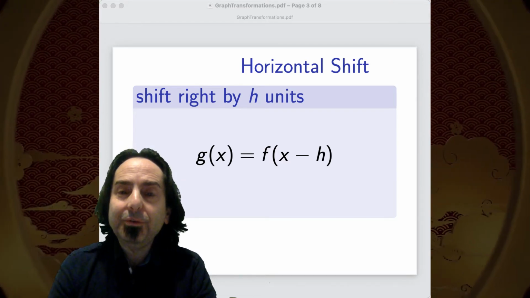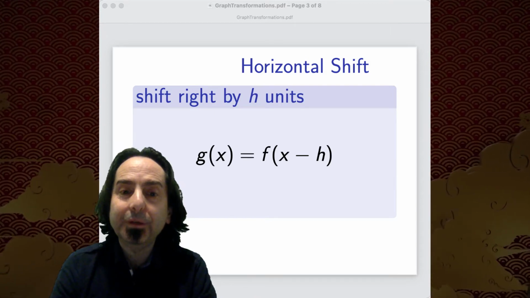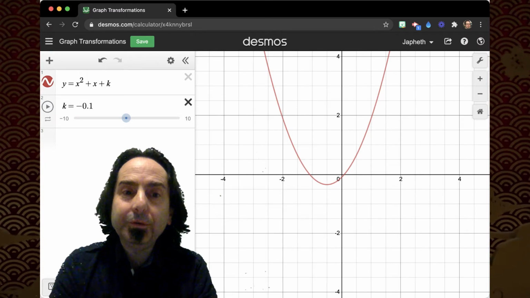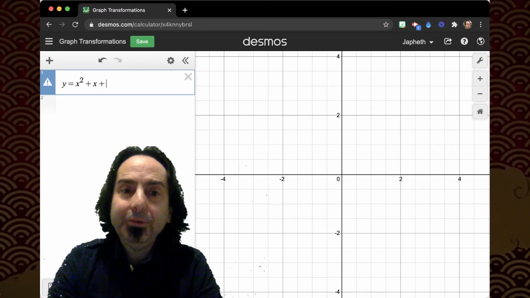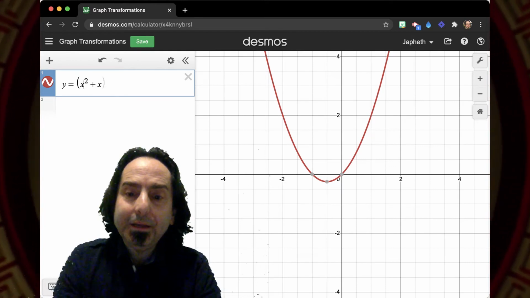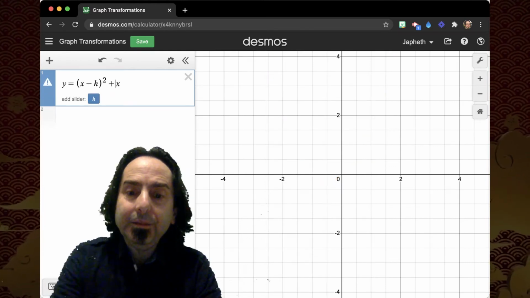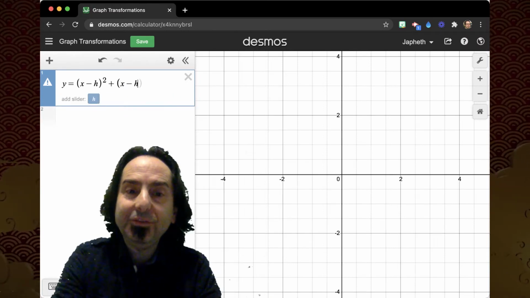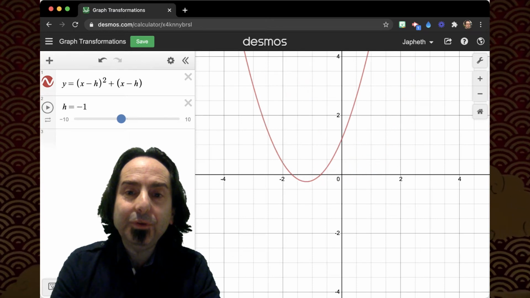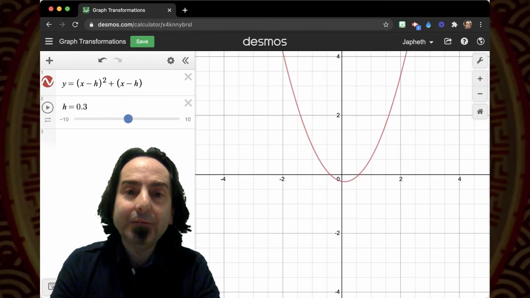If we change what's happening inside the function, we'll get a horizontal shift. So here's what I'm going to do. I'm going to get rid of the slider, and I'll change this, and instead of x, I want an x minus h, and we'll change this one too. We have to change every h, and we'll add a slider. And if we change this, notice that changing the value of h moves the graph left and right.